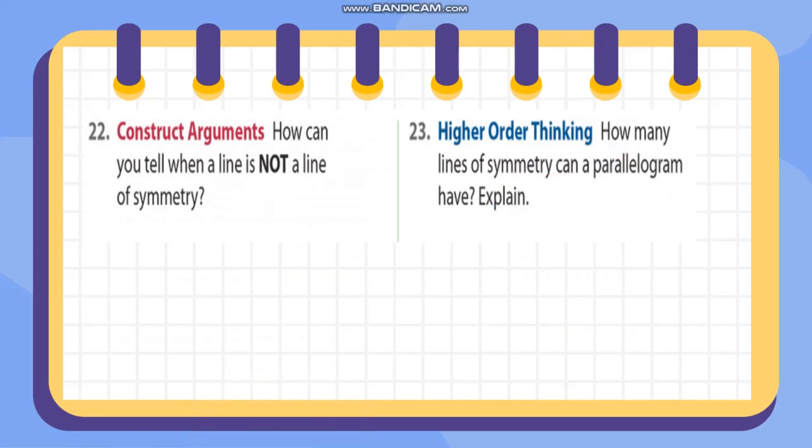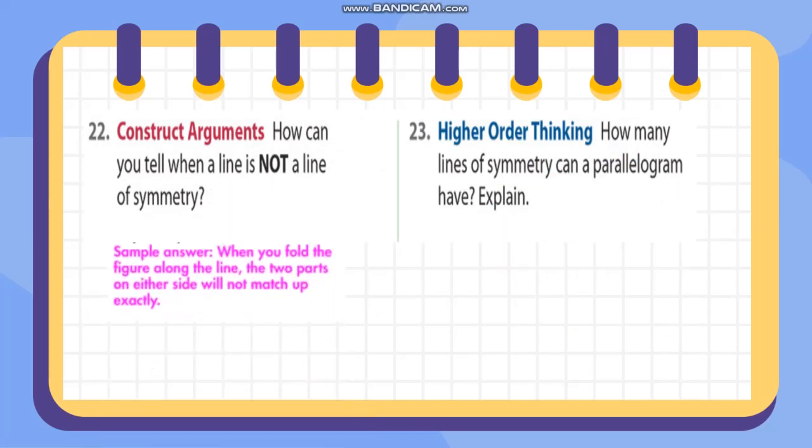22. How can you tell when a line is not a line of symmetry? Of course, when you fold the figure along the line, the two parts on either side will not match up exactly, or they are not identical.